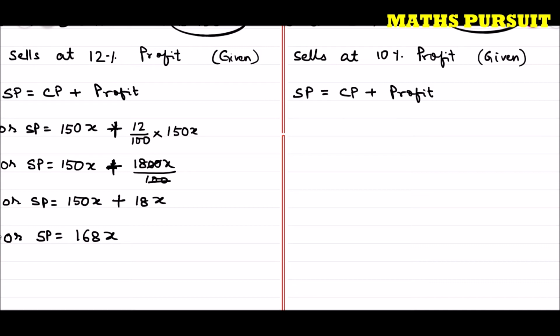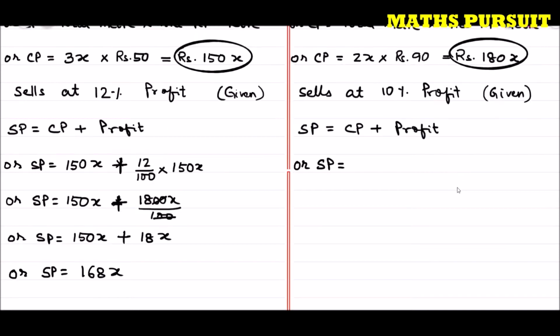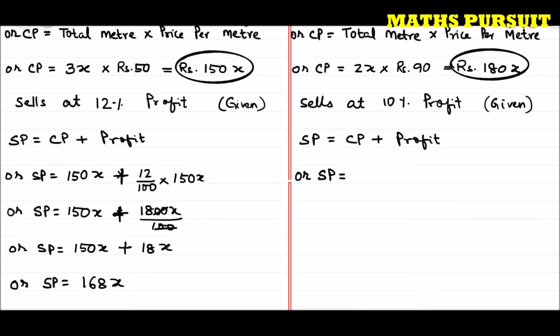Now similarly, let us calculate the selling price for trouser material. Selling price SP is equal to cost price. Guys, if you look above, we got the cost price here as 180x. So I can write 180x plus profit. Profit is percentage of cost, which is 10%, that is 10 by 100 into 180x. Hope guys you are understanding.